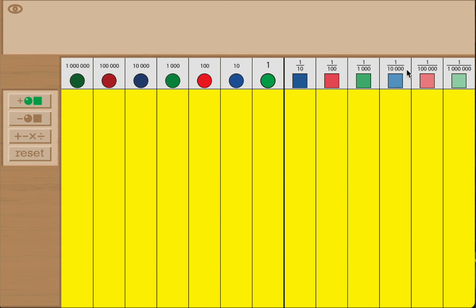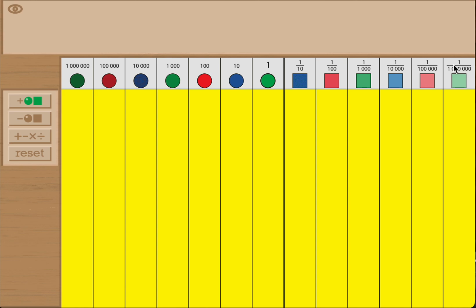And if we take that and divide it by another 10, we get 1/100,000th. And then if we take our 1/100,000th and divide that by 10, we get 1/1,000,000th. You can imagine how tiny that would be.